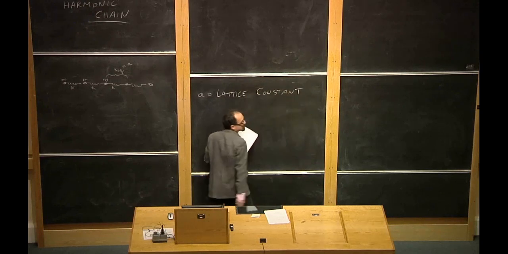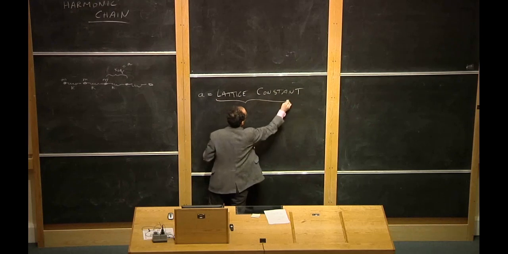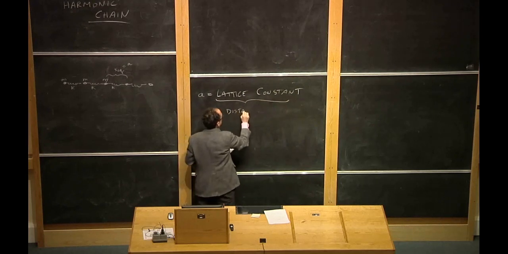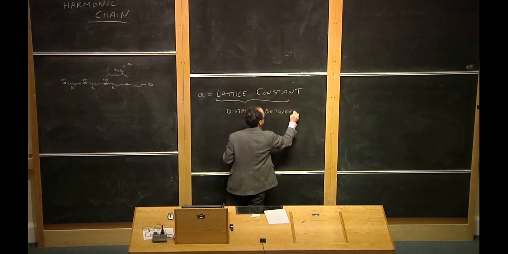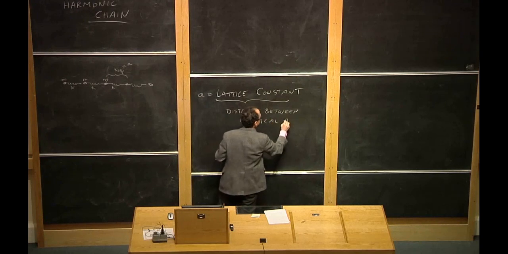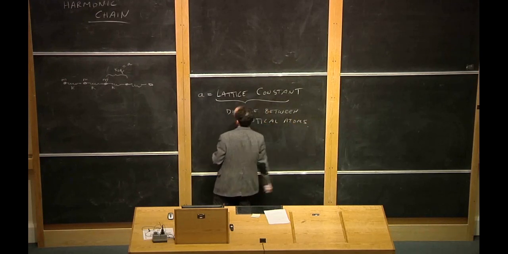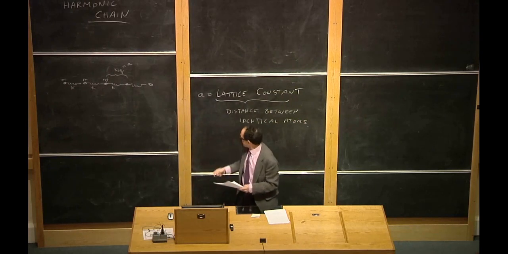And we're going to use the word lattice constant frequently later in the term. Lattice constant generally means distance between identical atoms. And in this case, all of our atoms are identical, so it's just the distance between the atoms here.